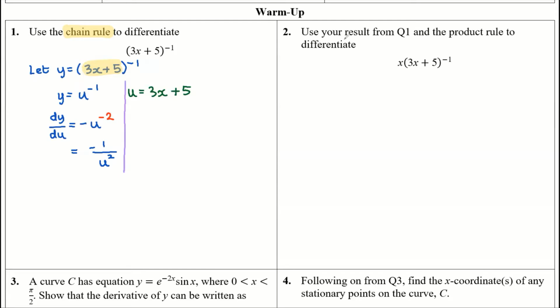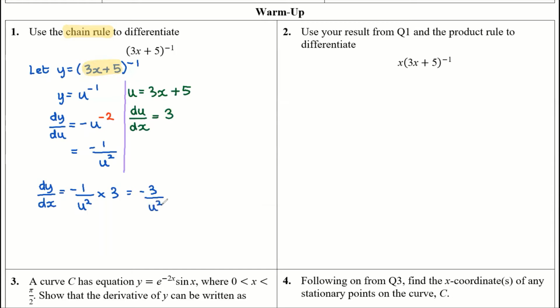And du by dx this time. That's going to give us 3. Okay, another standard year 1 derivative there. Let's combine our results. So dy by dx is going to equal the product of these two derivatives. So that's -1 over u squared multiplied by 3. So in other words, this is -3 over u squared.